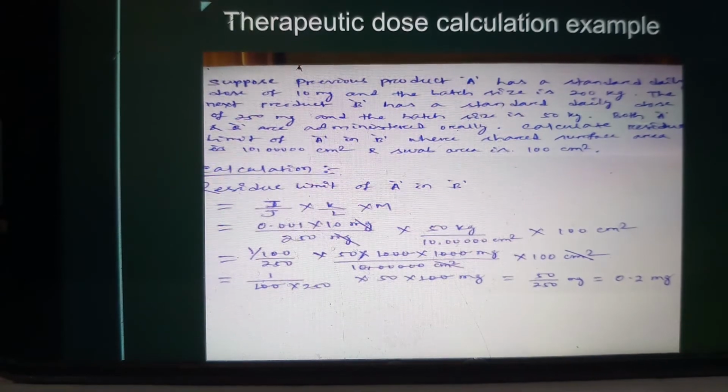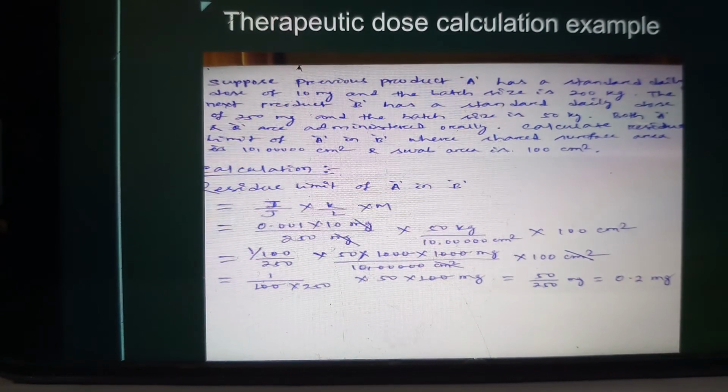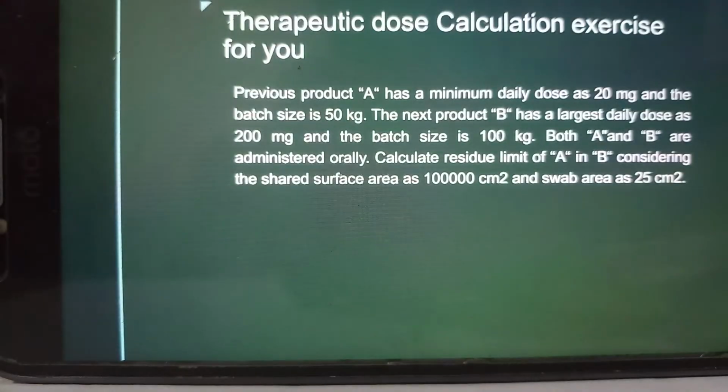So putting the formula I by J into K by L into M, where I is 0.001 of the minimal daily dose of A, that is 0.001 into 10 mg, by J, that is the largest daily dose or standard daily dose of product B, that is 250 mg, into K by L. So K is the minimum base size of product B, that is 50 kg, by L is the shared surface area, that is 10 lakh centimeter square, into M, that is the swab area, that is 100 centimeter square. So after the calculation we will get the result as 0.2 mg, that is 0.2 mg of product A can be present in the product B in a swab area of 100 centimeter squares.